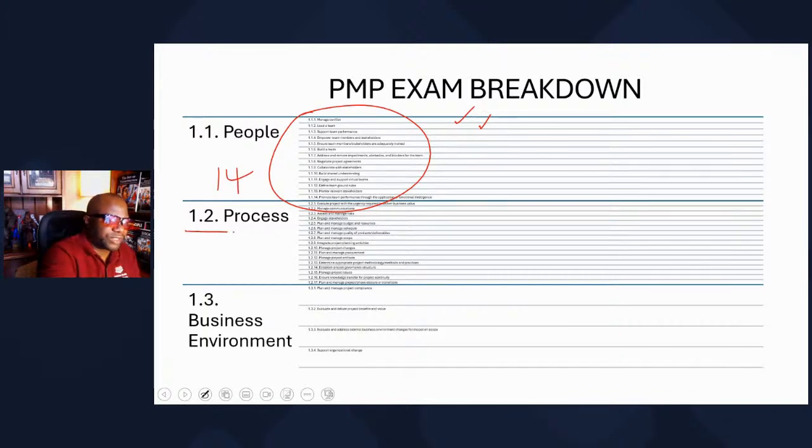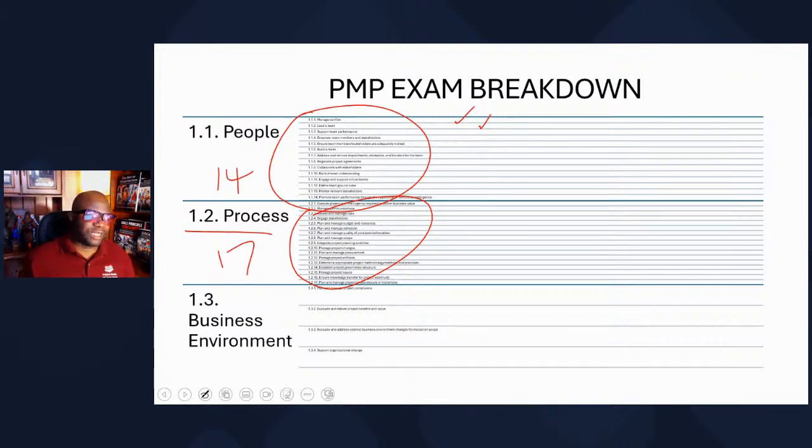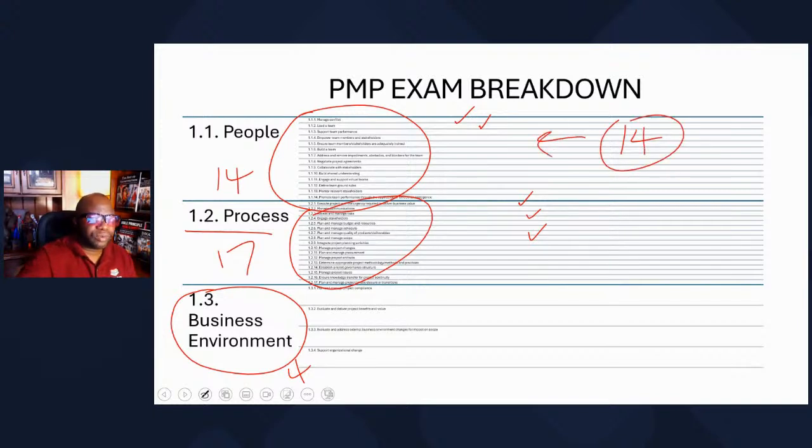What do we have here in process? 17 tasks. You should have gone through the 17 with a fine-tooth comb and check, check, check. That needs to be how you proceed. The business environment, we have 4 tasks. So when you boil it down, there are 14 things that you need to study in people, 17 things that you need to study in process, and 4 that you need to study in business.